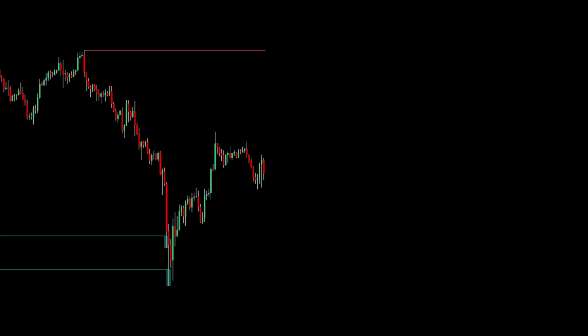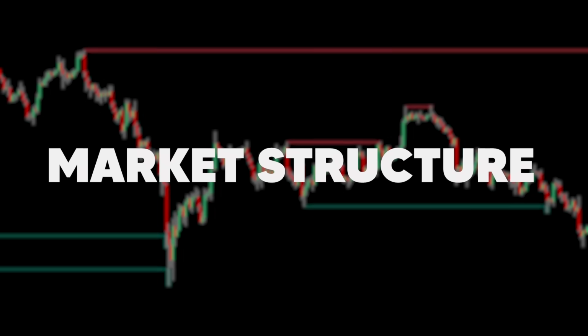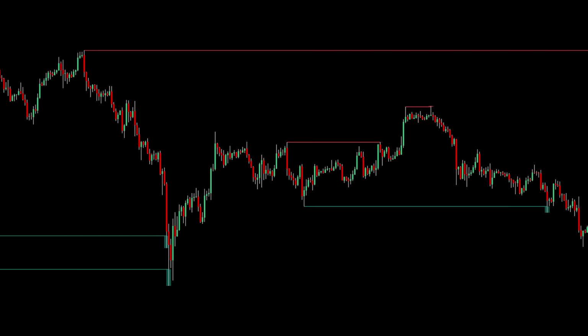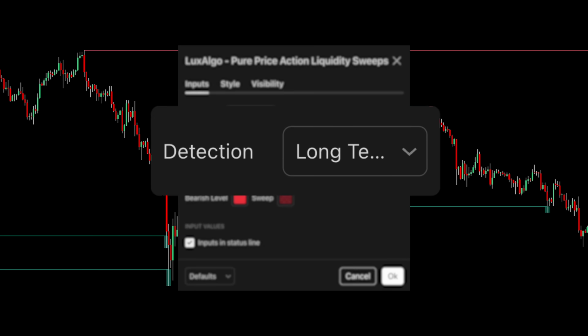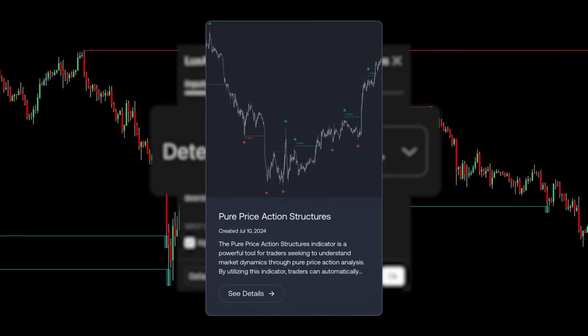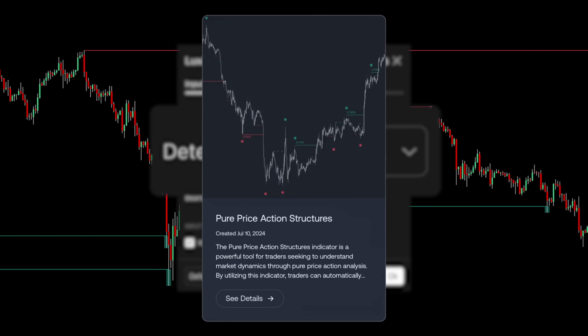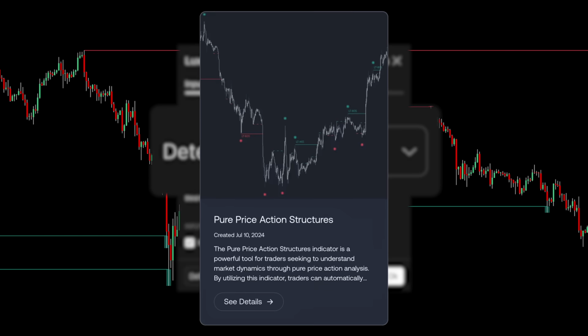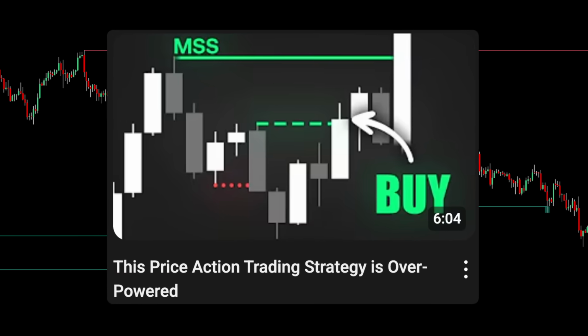The support and resistance levels used for detecting these sweeps are derived from market structure, but remain flexible and can be adjusted to suit your trading style. In the settings, you'll find a single input called detection, which controls the level of structure the algorithm searches for. If you're familiar with our pure price action structures indicator, this will feel familiar, as it uses the same smart detection system without requiring manual inputs for structure length. You can learn more about this approach in this video.